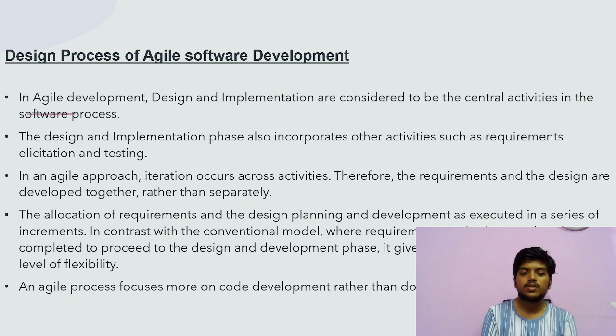The allocation of requirements and the design, planning, and development are executed in a series of increments. In contrast with the conventional model, where requirements gathering needs to be completed to proceed to the design and development phase, it gives agile development an extra level of flexibility. The agile process focuses more on code development rather than documentation.